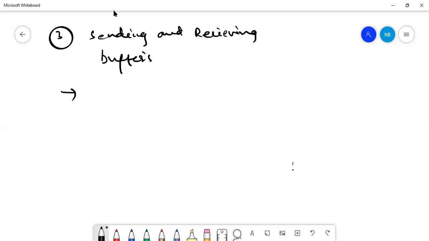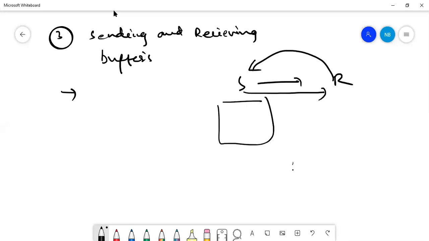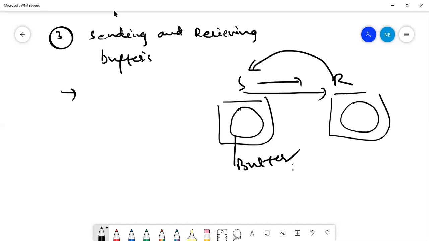That is, until an acknowledgement is received from the receiving process. Until a response comes back from the receiver in the form of an acknowledgement, the sender will not send again. So it will store the data in some space that is called a buffer. Not only the sender will have the buffer, the receiver also has buffers.